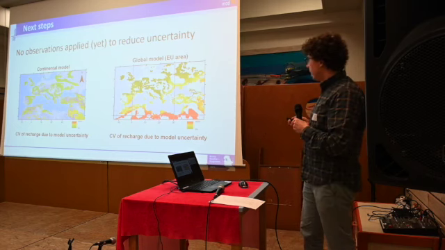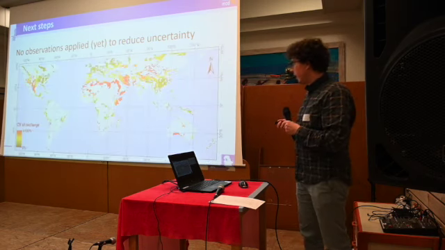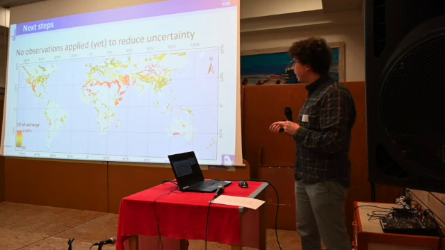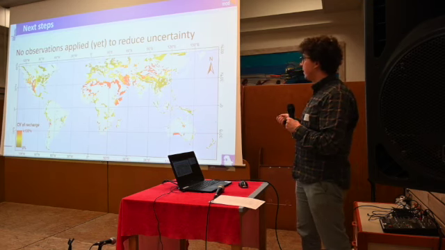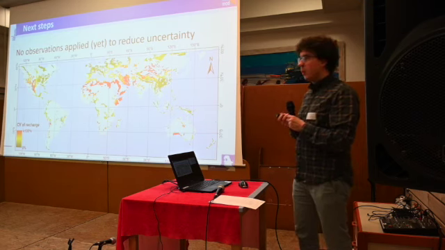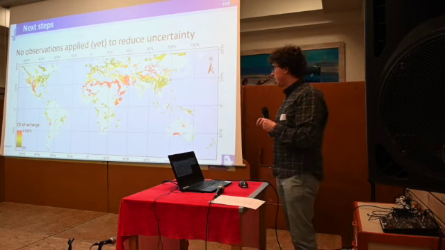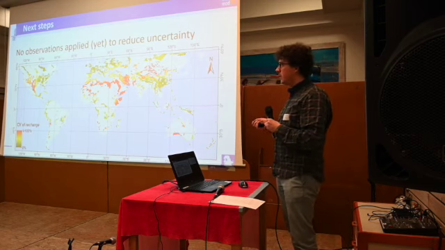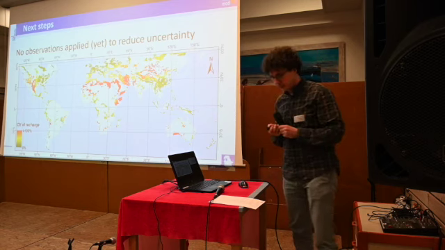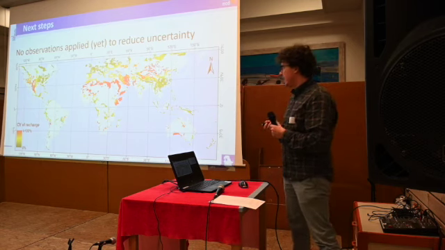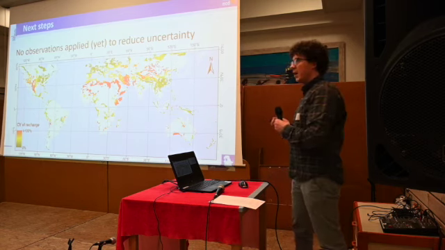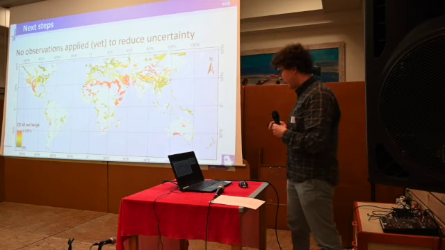So looking at the uncertainty on a global scale, we see these red areas with very high uncertainty in almost every part of the world, mostly in those regions where there's high evaporation, and even 50% uncertainty, which is indicated by the yellow areas. It's actually something that you don't want to base your water management plans on.